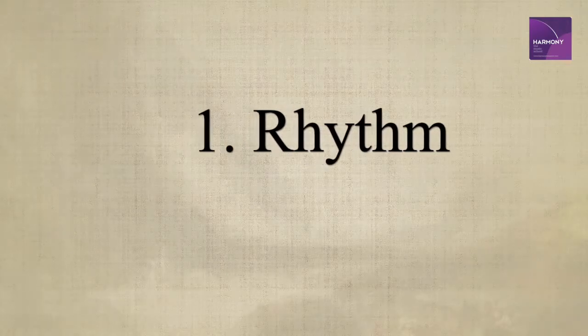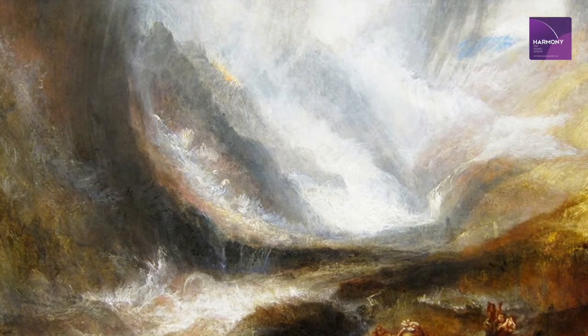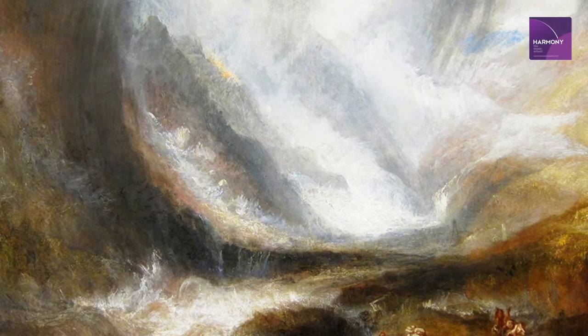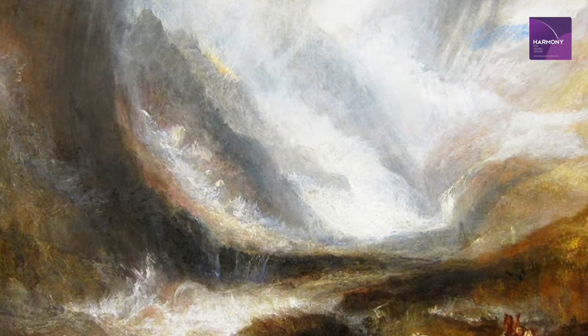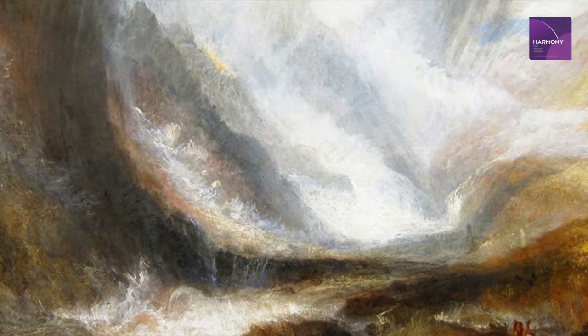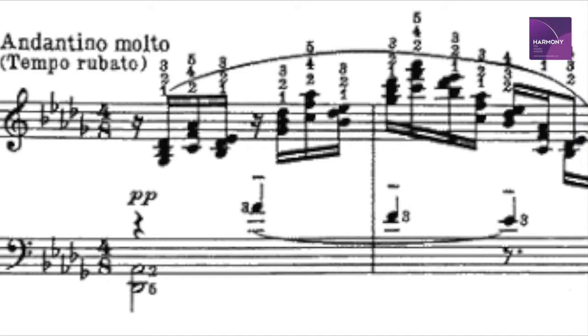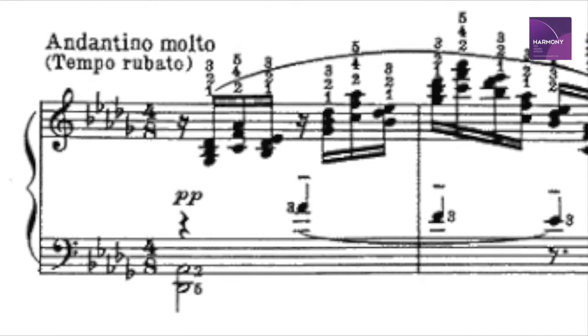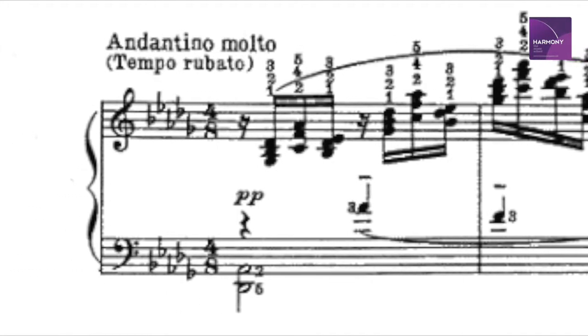Rhythm. The general Romantic painter's tendency to blur all sharp edges in their paintings found its musical counterpart in the rhythmic practice of something called tempo rubato, or just rubato. Rubato literally means robbed time. That is, some time has been stolen from the beat.